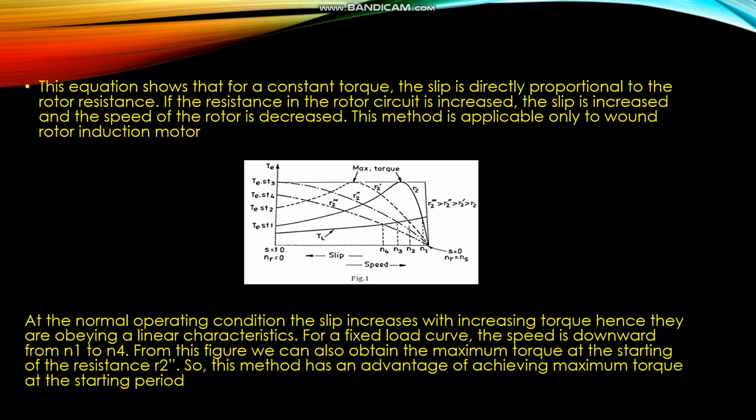From this graph, we can clearly see the speed varying with the change of rotor resistance. At normal operating conditions, the slip increases with increasing torque, hence they obey a linear characteristic. For a fixed load curve, the speed goes downward from N1 to N4. From this, we can obtain the maximum torque at starting with the resistance R2. So this method has the advantage of achieving maximum torque at the starting period.